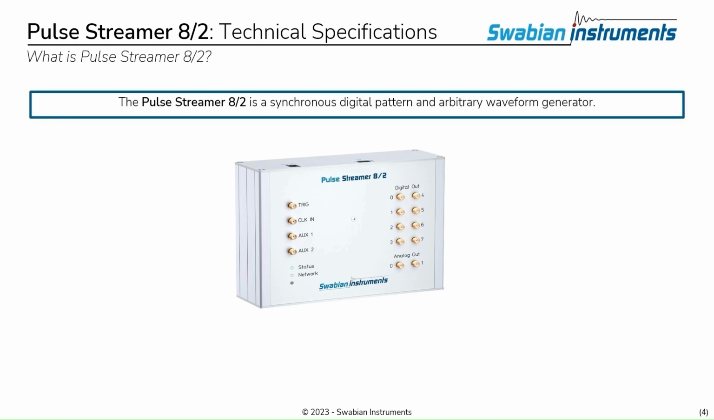The Pulse Streamer A2 is a digital pattern and arbitrary waveform generator with 8 digital and 2 analog output channels, which are always synchronous. The device allows you to output precisely timed complex pulse sequences and waveforms efficiently.